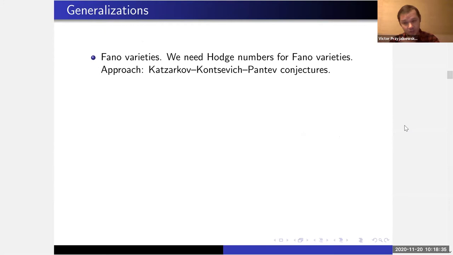We're interested in generalizations; we want to consider not only Calabi-Yau varieties. For Fano varieties, the dual object is a Landau-Ginzburg model, some fibration or pencil, a one-dimensional family of varieties, or a quasi-projective variety with a function called superpotential. To state something like topological mirror symmetry, we need to define analogs of Hodge numbers for this dual object. This can be done by the approach of Katzarkov, Kontsevich, Pantev and the conjectures. This is what I'll discuss in the first part of the talk.